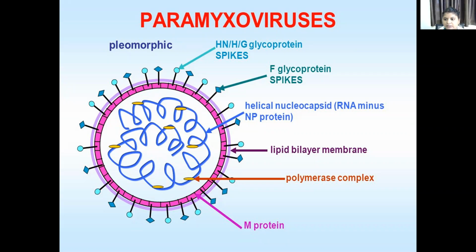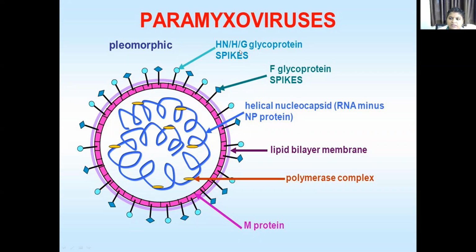It contains a single linear RNA enclosed in a nucleocapsid. Again, it is covered by an envelope which has M protein. It also contains some spikes. A long spike is a glycoprotein which has H protein or G protein. It has the activity of neuraminidase.